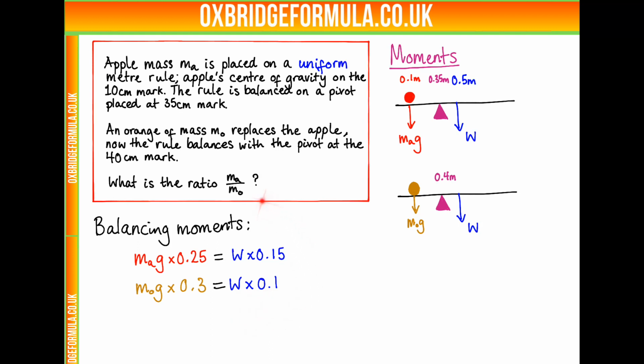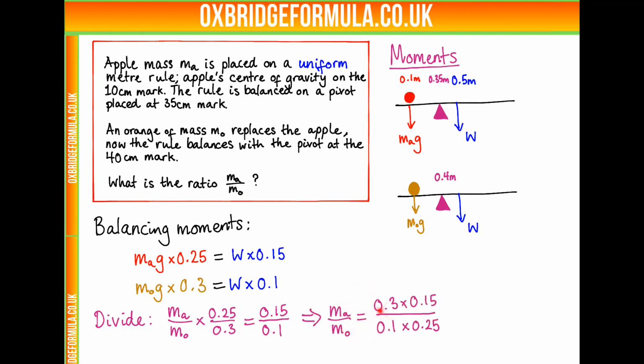So how can we get the ratio MA over MO from here? What should we do? Well, we should divide these equations. A common trick during natural science or engineering admissions assessment is to divide equations so that you can get ratios or some simple relationships. So MA over MO times 0.25 over 0.3 equals this. Then rearranging, we can get MA over MO equals 0.3 times 0.15 over 0.1 times 0.25.